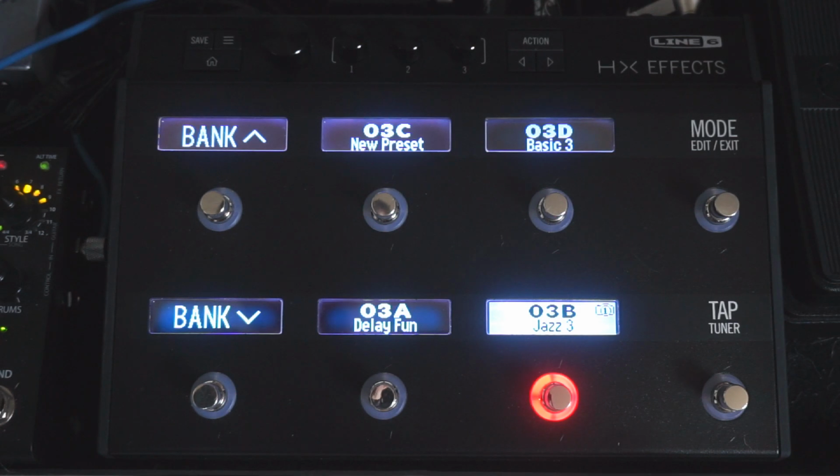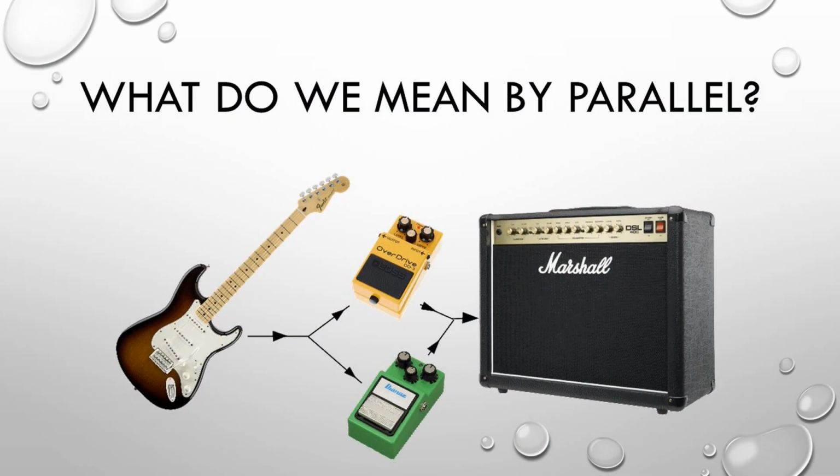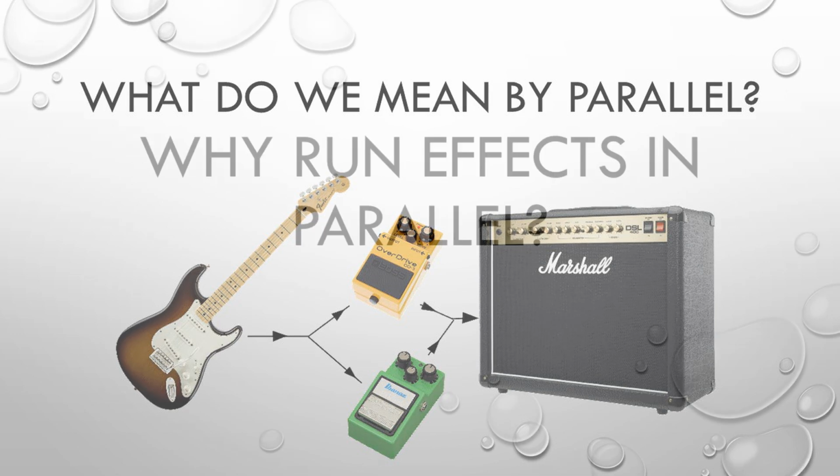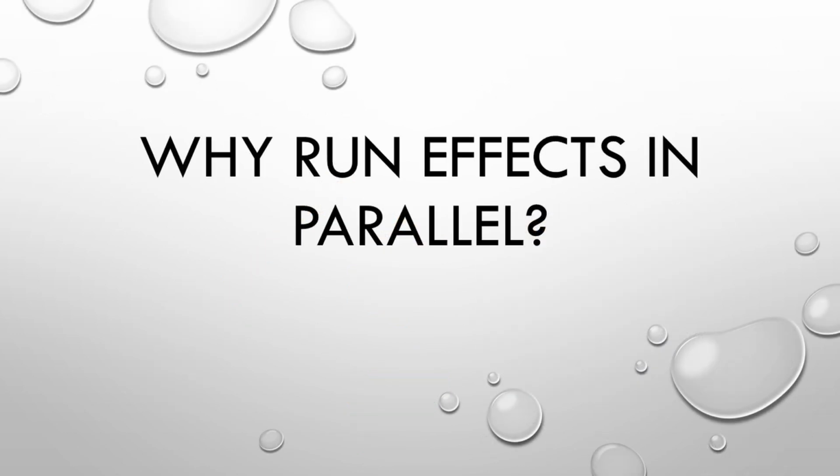This video will show you how to run effects in parallel using the Line 6 HX effects unit. Parallel means that two effects which are both on are not in the same signal chain, so the output of one does not go into the input of the other, which is the normal arrangement and is called serial. There are a number of situations better suited to running effects in parallel. Here are a few.